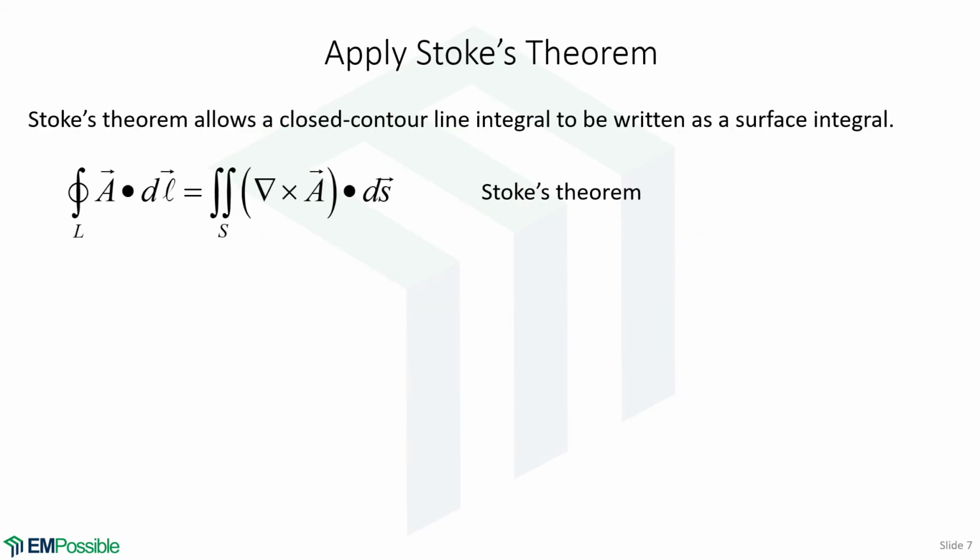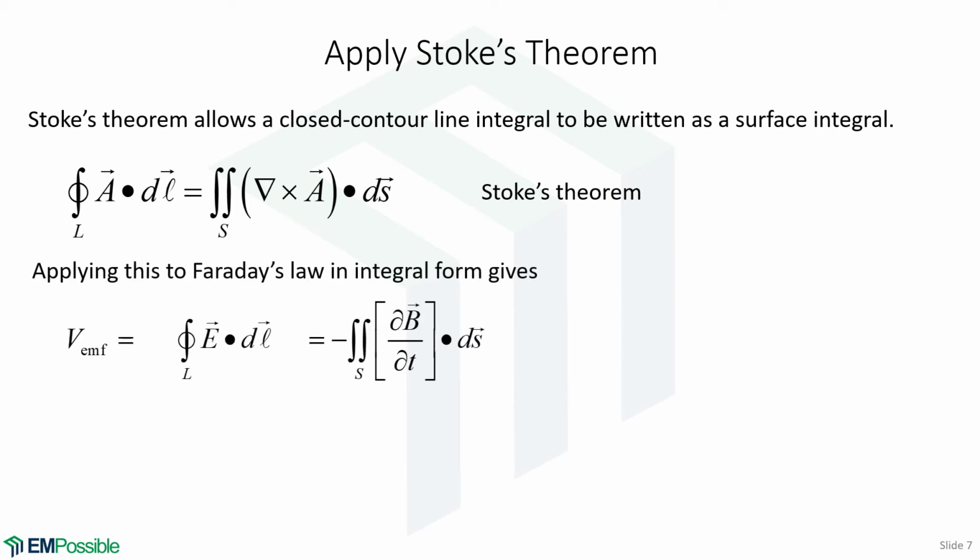We would like to convert the integral form of Faraday's law to the differential form. And to do this, we're going to make use of Stokes' theorem. Let's quickly remember what Stokes' theorem is. It's a way of converting a closed contour line integral, which will include some surface area, into a surface integral over that surface of the curl of A.